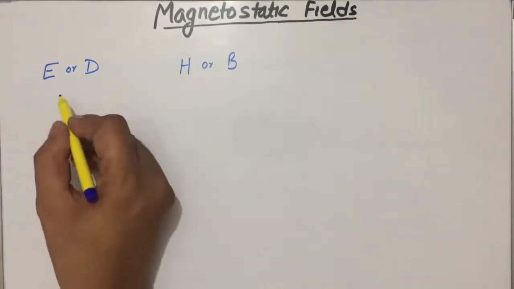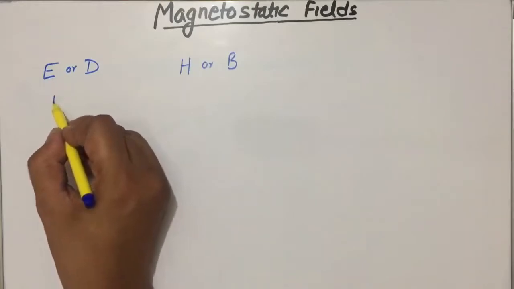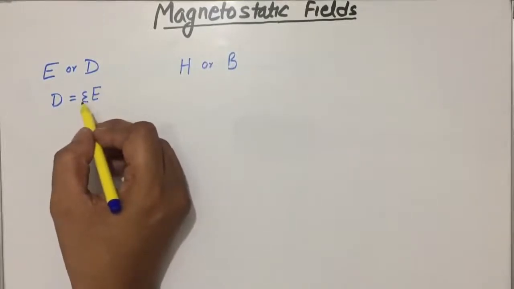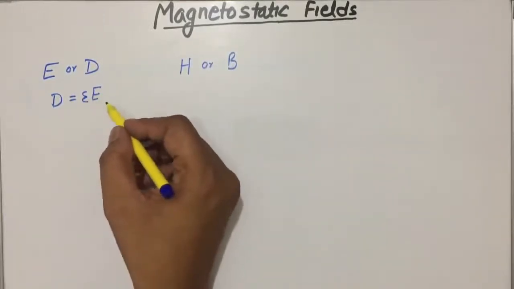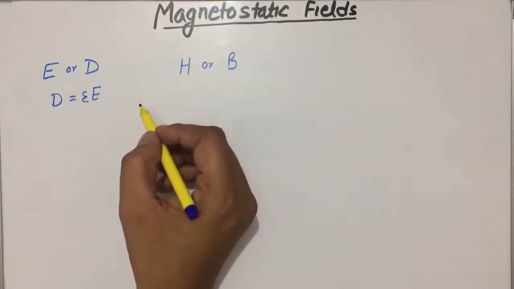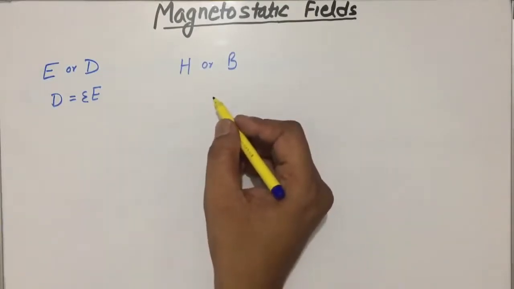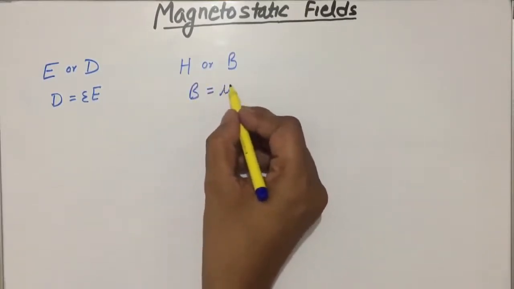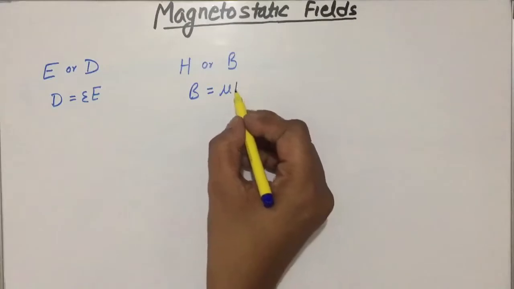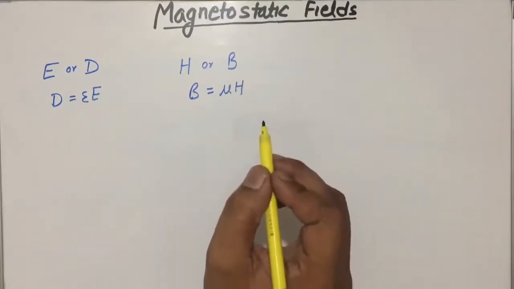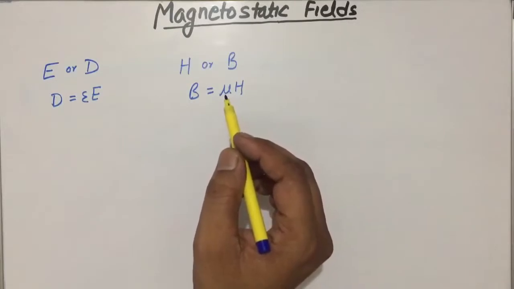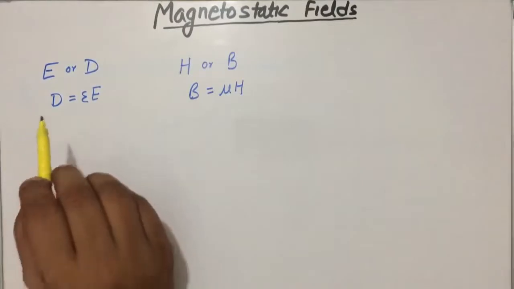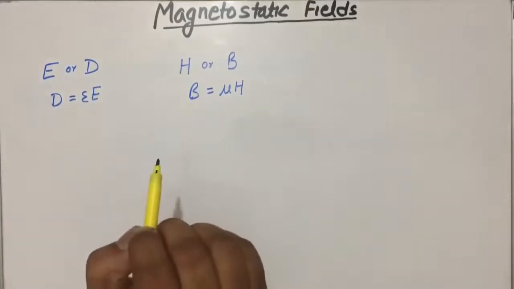As in the electric field, E and D are related like D is equal to epsilon E for linear isotropic material. In the same way, H and B are related according to B is equal to permeability times intensity. So in this way we will find many similarities and some dissimilarities between electric field and magnetic field.